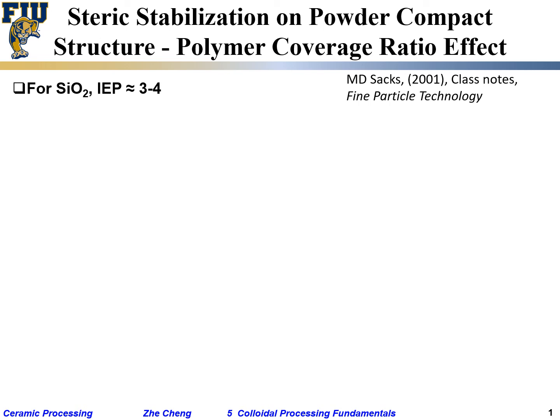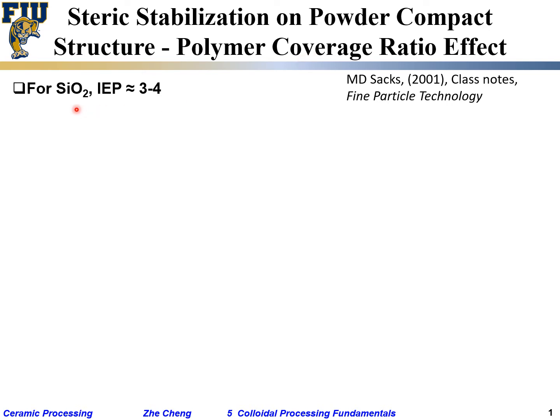Okay, so let's continue. Now we talk about the basic polymer adsorption onto the surface. What are the factors that influence polymer adsorption onto the particle surface? Then let's talk about the steric stabilization of powder compact structure. Okay, the so-called polymer coverage ratio.